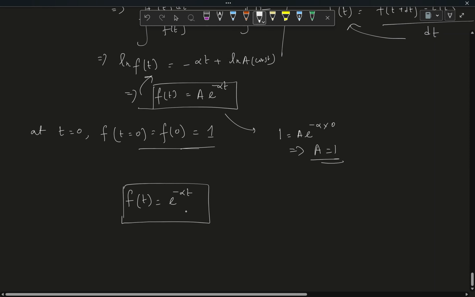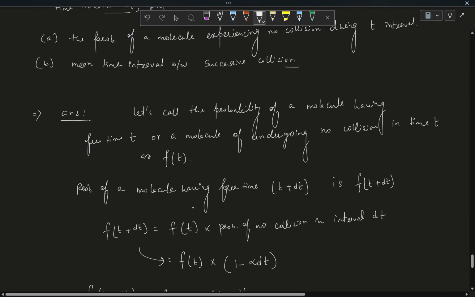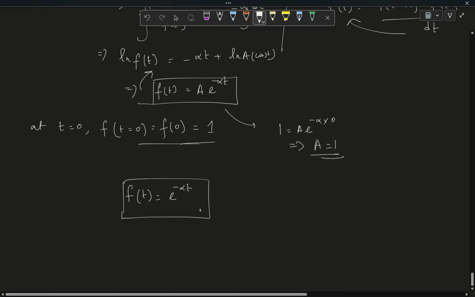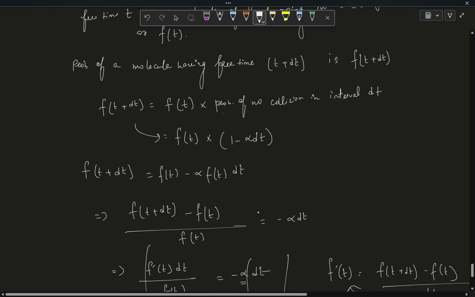So this is your, I think the first question was the probability of a molecule experiencing no collision during the interval t. That was our question number A. So this is nothing but this f of t, which we have already calculated from here in terms of the constants or terms given in the question only. So here we do not have to calculate the value of alpha, because alpha is already there in the equation itself. So it is in terms of that, so it is fine. So question number A is answered.